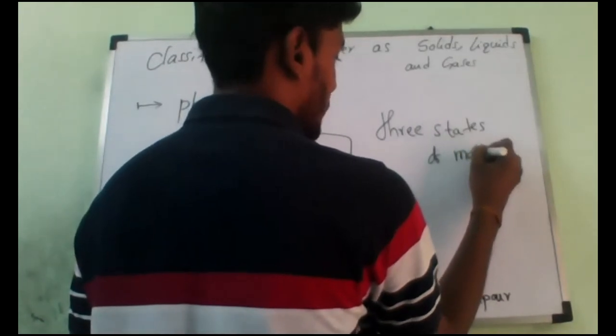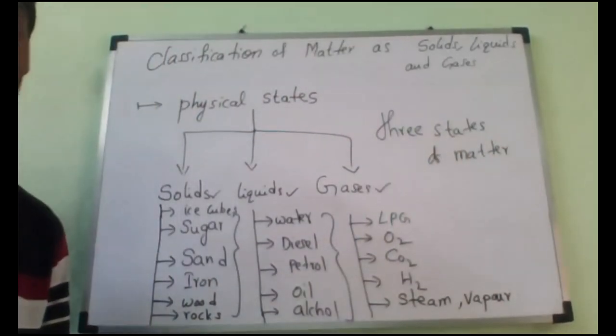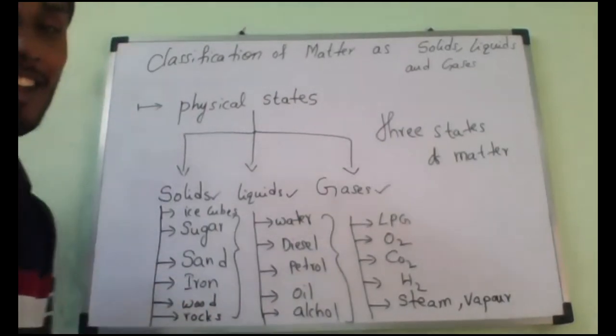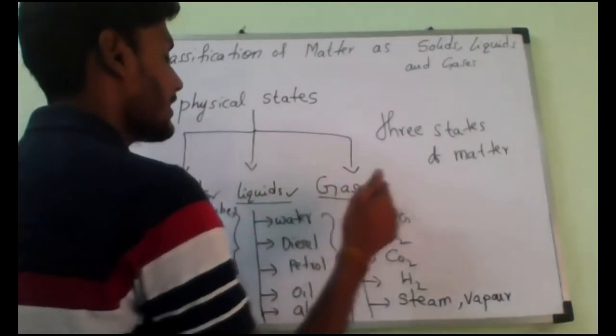Three states means Andhra Pradesh, Telangana, and Tamil Nadu, is it correct? No, sir. The three states are solids, liquids, and gases.